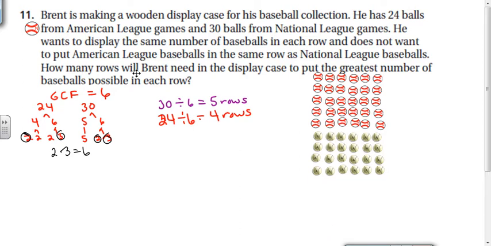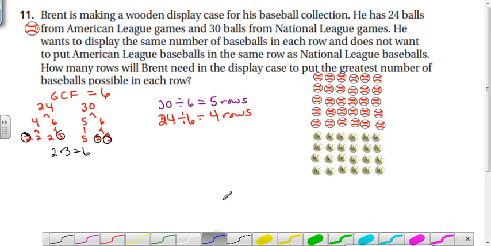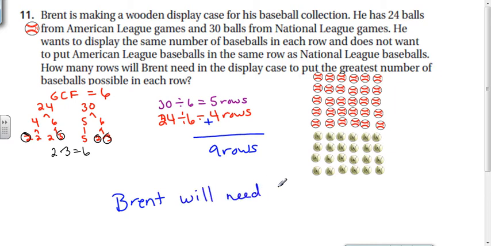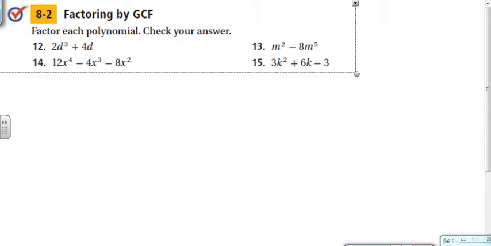The question wants to know how many rows will Brent need in the display case to put the greatest number of baseballs possible in each row. So they want the total number of rows. So now you have to add up your 5 plus your 4 and say 9 rows. So in a sentence, Brent will need 9 rows. And you can count the rows just to make sure that it really was 9 rows.